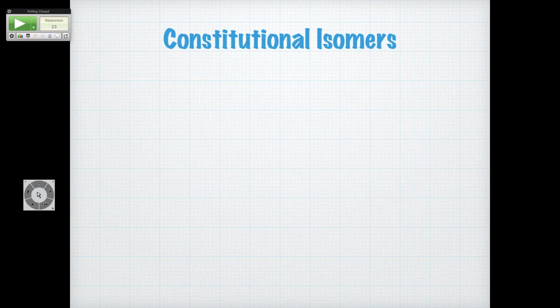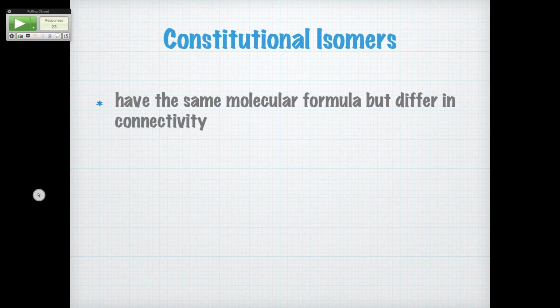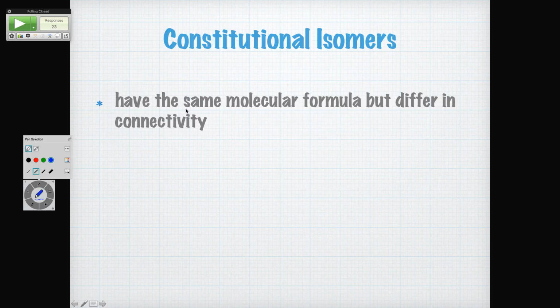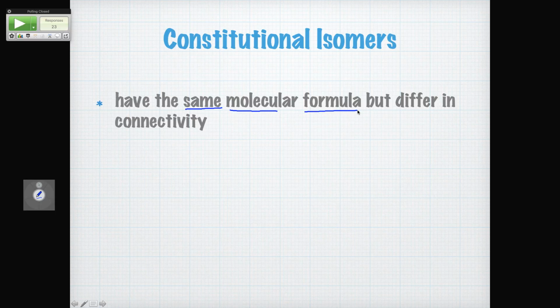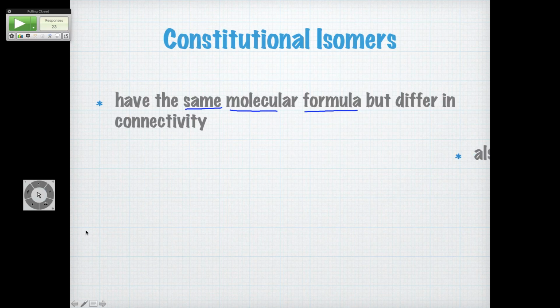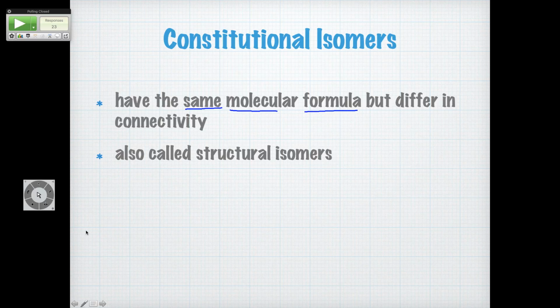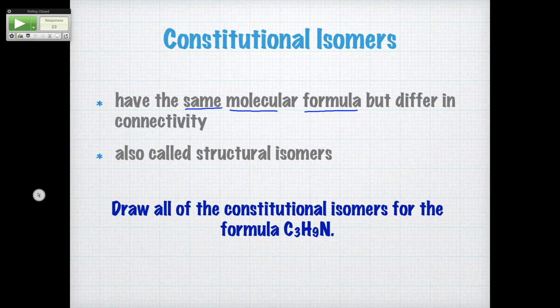Okay, so here we go, constitutional isomers. I guess I need to move that other thing after this. Constitutional isomers have the same molecular formula but differ in connectivity. This is important that they have the same molecular formula. Don't be adding in extra carbons. Okay, you got to stick with the formula that you're given. They are also referred to as structural isomers. Okay, and we're going to draw all of the constitutional isomers for the formula C3H9N. Okay, so we're putting a nitrogen in there for you.